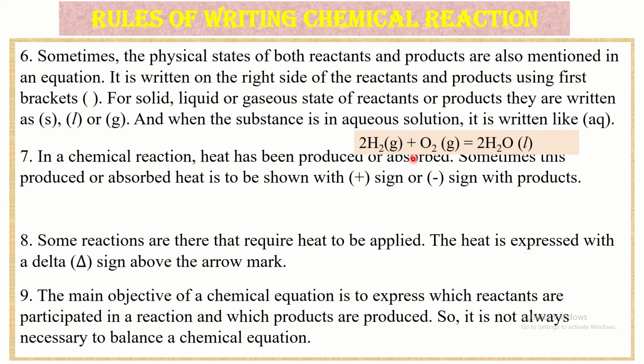Look, here hydrogen plus oxygen gives water. Hydrogen, it is gaseous, so we will write here g. Oxygen, it is also gaseous, we will write here g. And water, it is liquid, so there is written l. In a chemical reaction, heat is produced or absorbed. Sometimes this produced or absorbed heat is to be shown with a plus sign or minus sign with the products.